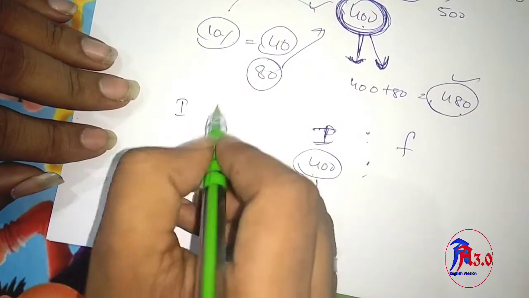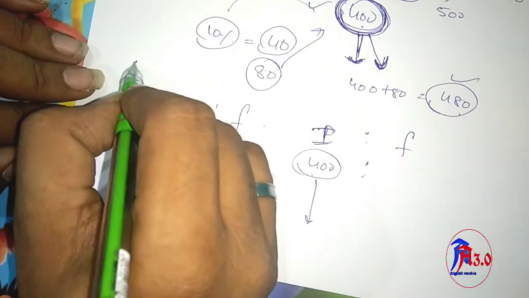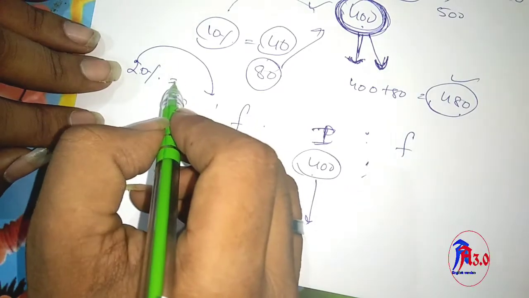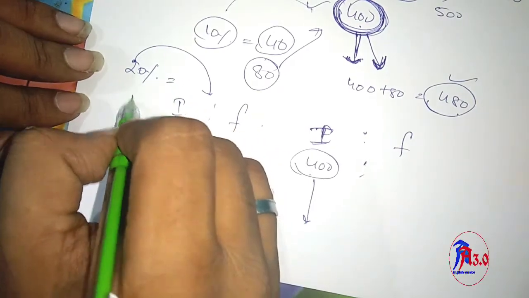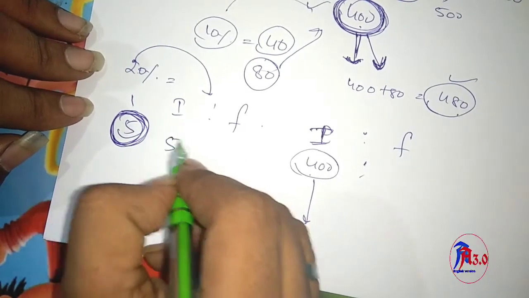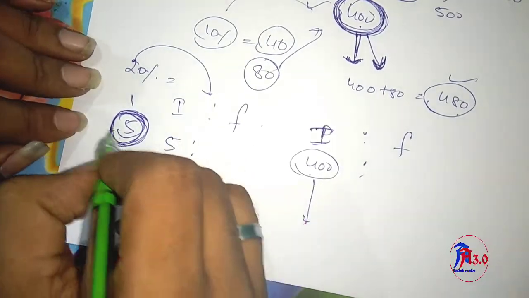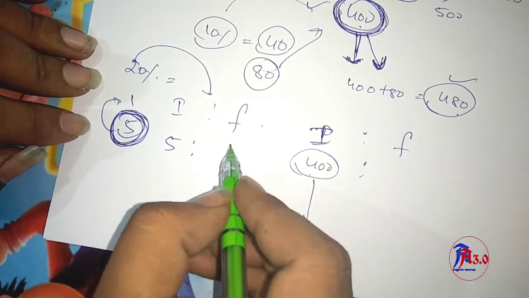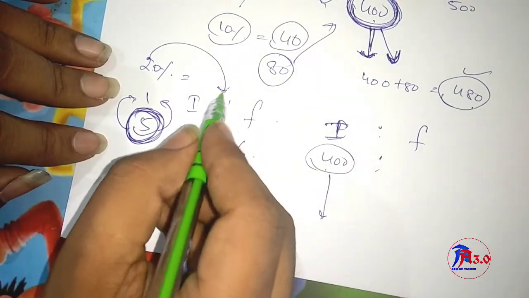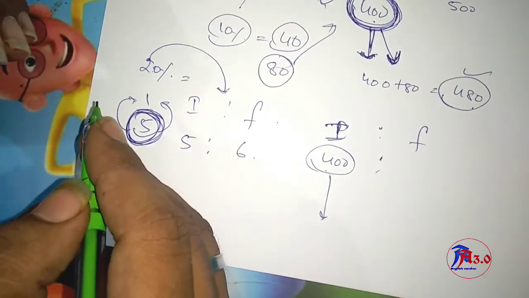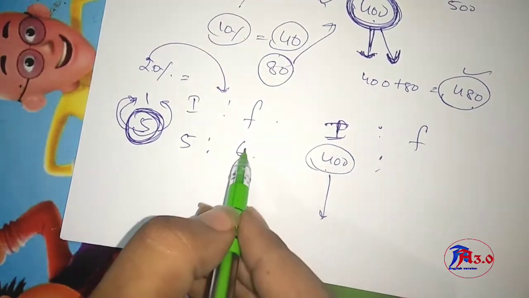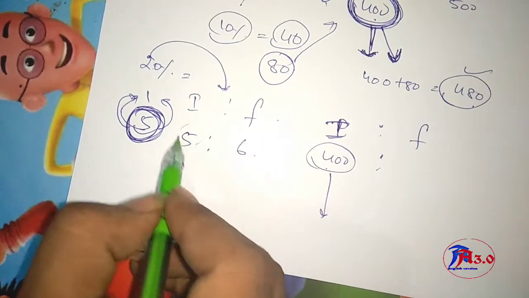I am converting the percentage into ratio form. What is the fraction value of 20 percentage? 1 by 5. So if I consider 5 as my initial number, then what will be my final number? It will be 6. We are adding, not reducing. If a reducing term comes, you have to subtract it. Here we are adding the number, so our final number becomes more than the initial number.